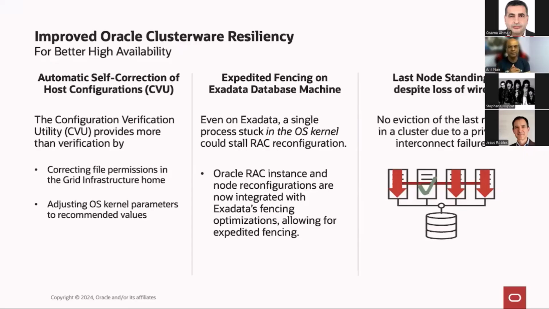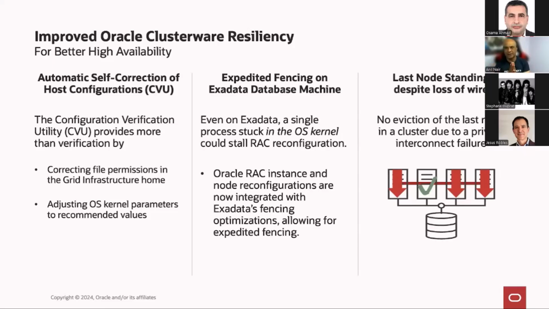On Exadata, we make sure that we don't stall just because of one process being stuck. We have this expedited fencing on Exadata machines, so that even if one process is stuck, we can escalate it from the process to the rack, and from the rack to the GI layer, and make sure that we can fence it, working together with the Exadata components.